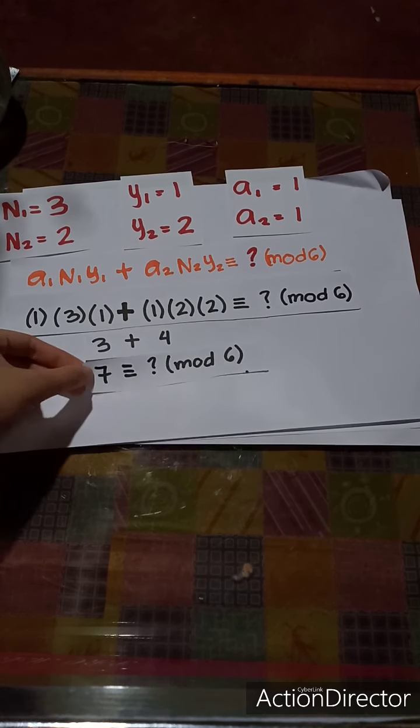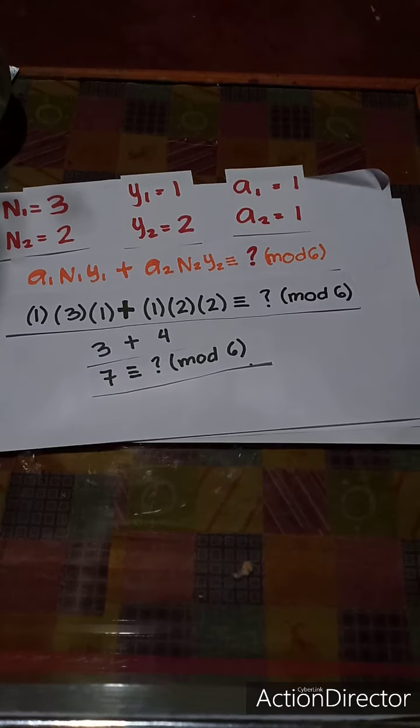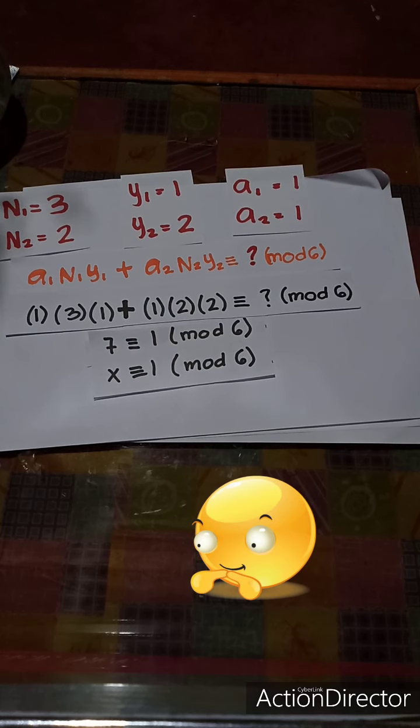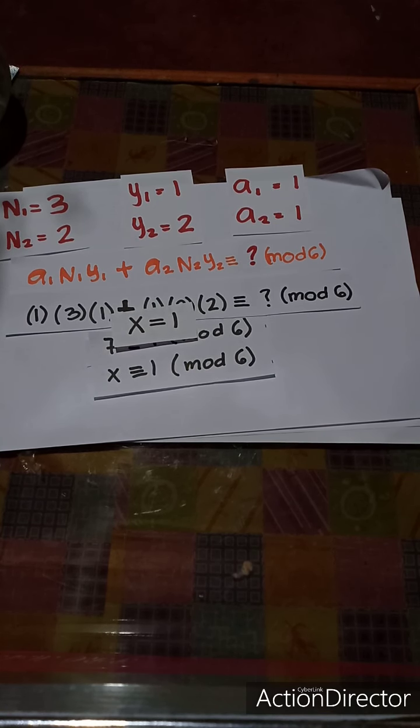So now we substitute all of the values that we have. 1 times 3 times 1 plus 1 times 2 times 2, all congruent to some number mod 6. Taking the products, we have 3 plus 4. Then we sum it up, so we have 7 congruent to some number mod 6. Ultimately, we will have 7 congruent to 1 modulo 6. This concludes our example, and the solution we have found is x congruent to 1 modulo 6. This value of x will satisfy all of our congruences.